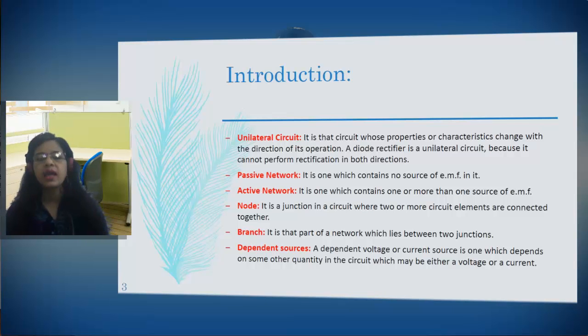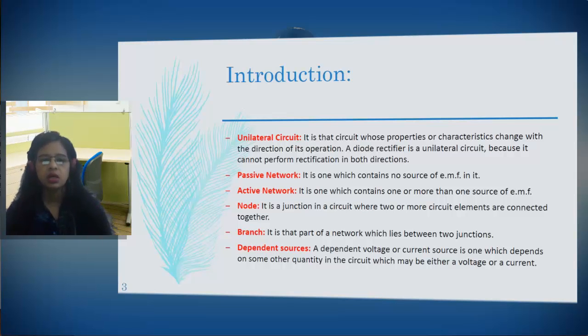Passive means it does not have its own voltage source. Active means it has its own voltage source. So a passive network is one in which there is no source of EMF present, and an active network is one in which a voltage source or power source is present.